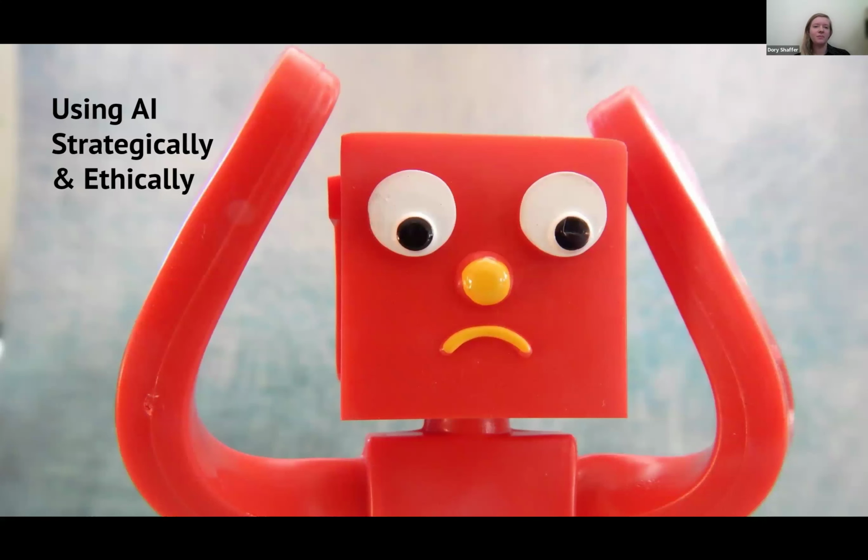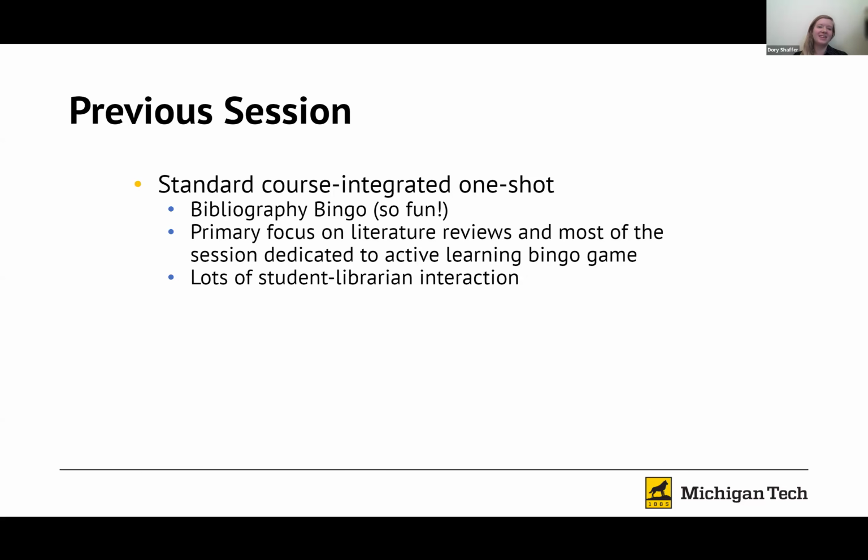So what did we do? I love this picture very much. In the previous session, it was a really standard course integrated one-shot that we do a lot at our library, called Bibliography Bingo. We spend the first 15 minutes focusing on literature reviews and how to use different types of articles as jumping off points.